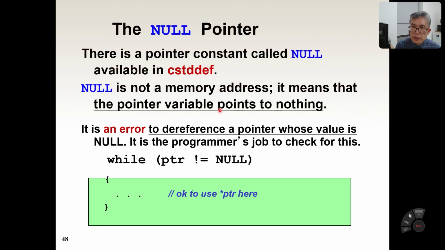Usually when we declare a pointer variable, we can set it to null. It is an error to dereference a pointer whose value is null, because we cannot access a null pointer's variable. It is the programmer's job to check for this. While ptr is not null, we can process within the while loop, using the dereference of ptr here.